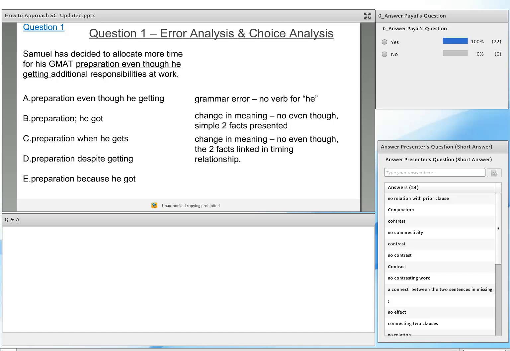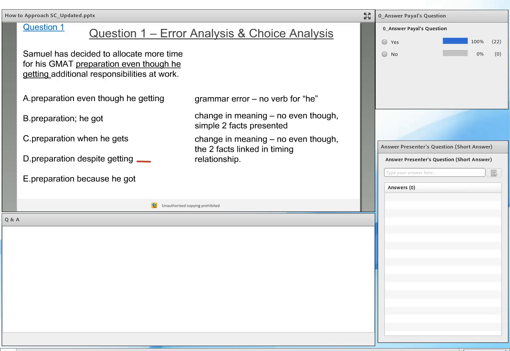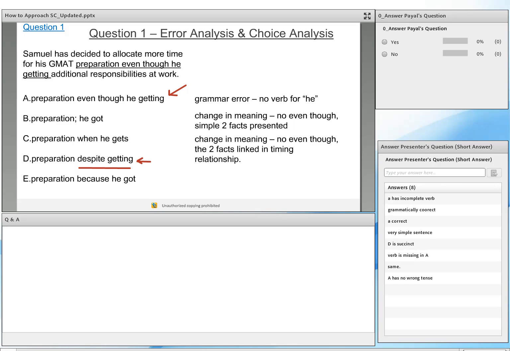Now, can you compare the sentence structure of choice D with the sentence structure of choice A? Let's say over here in choice A, we said "even though he got additional responsibilities at work." So how would you compare the two choices, A and D? It's a very simple sentence, absolutely, but what happened to the verb? Is there a verb still in choice D? There is no verb in choice D.